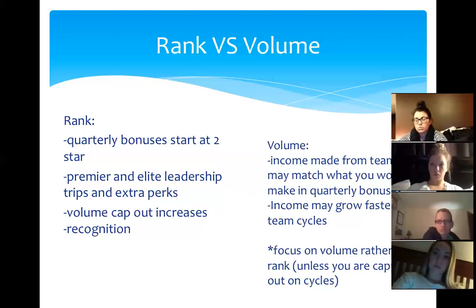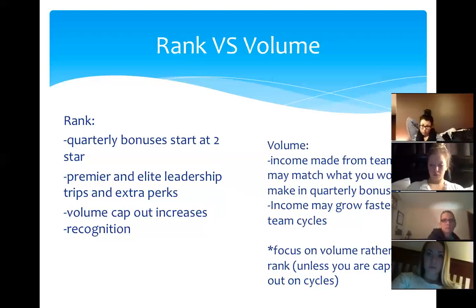So that in itself is a really good reason to rank advance. So in January, we made basically $4,000 off of just bonuses. Okay, so it rolls up. So you get the 2-star, the 5-star. If you were a 10-star, you'd get the 10-star as well.